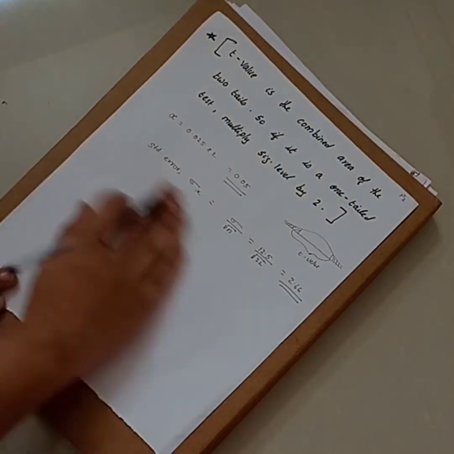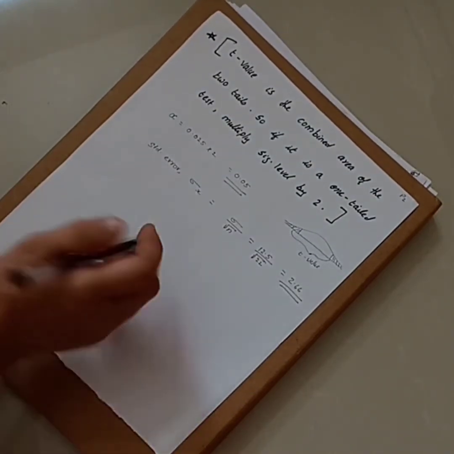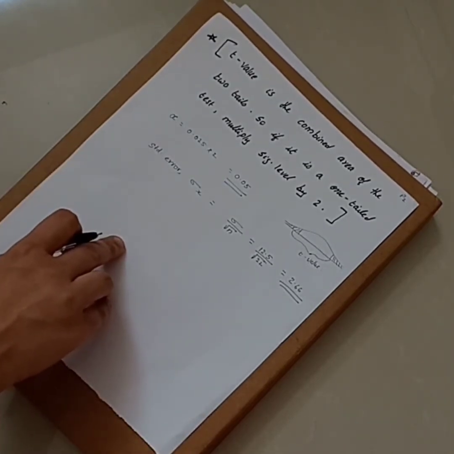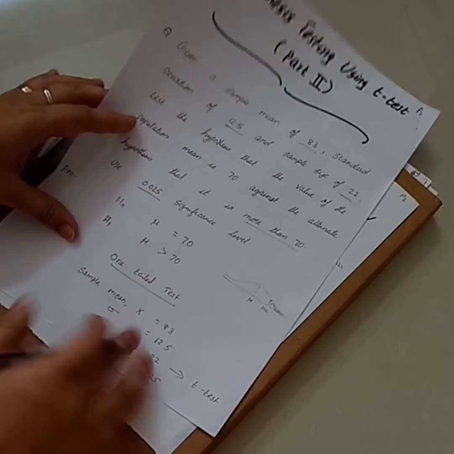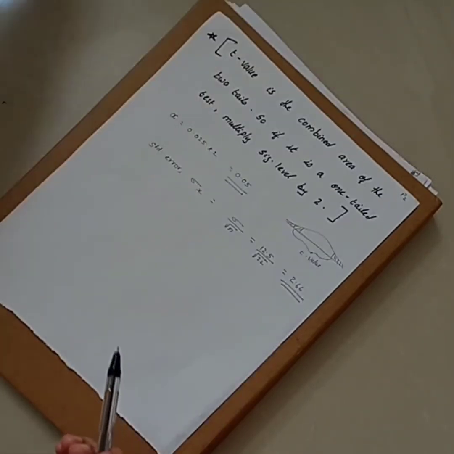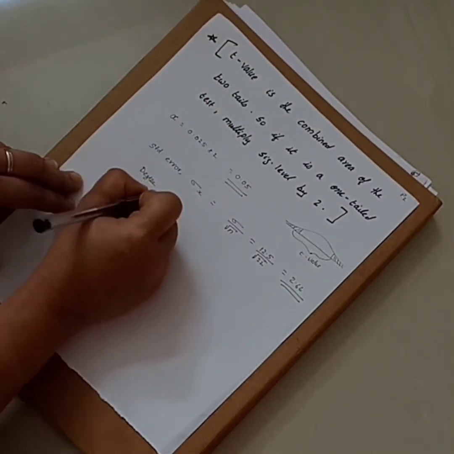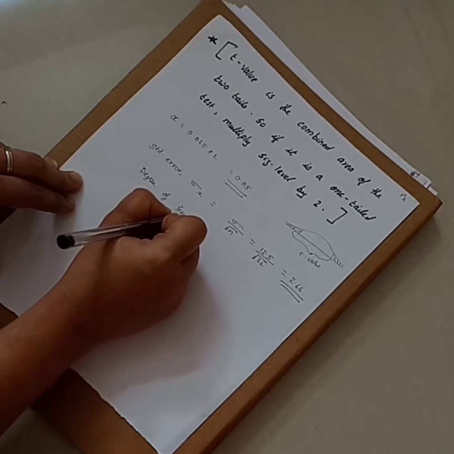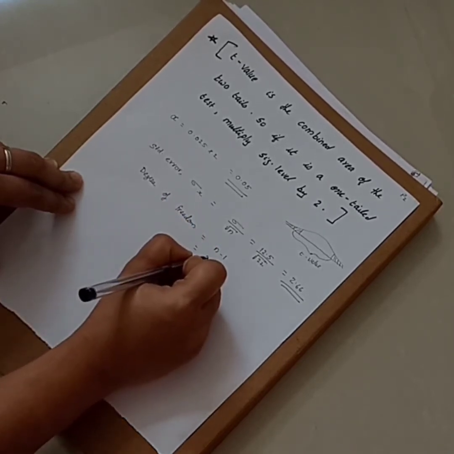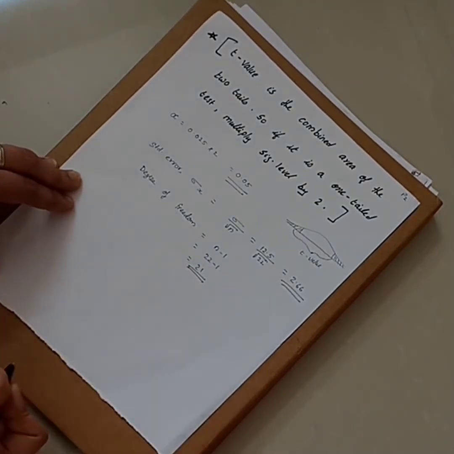Okay, so you have calculated the standard error. The next thing that we need to find out is the t value. So how will we find the t value? Before finding the t value, we need to know the degree of freedom. It is given that the sample size is 22. So what will be the degree of freedom? Degree of freedom is equal to n minus 1, that is 22 minus 1, which is equal to 21. This is our degree of freedom.